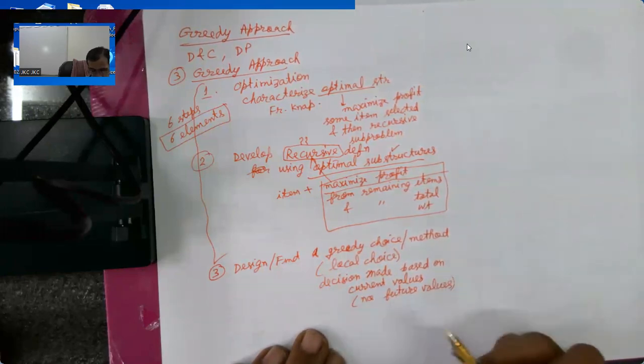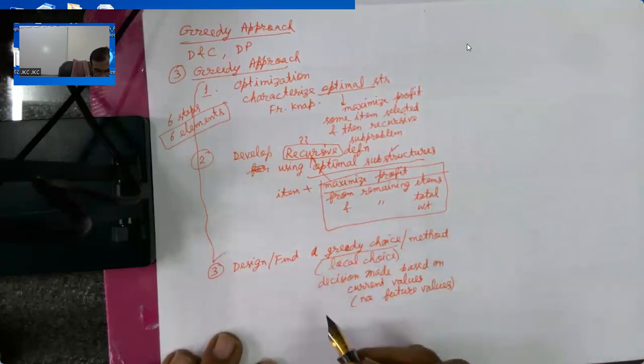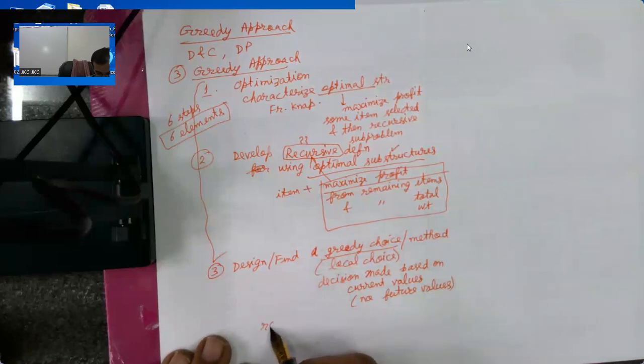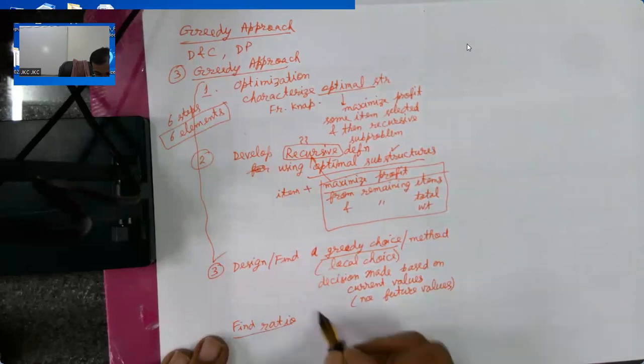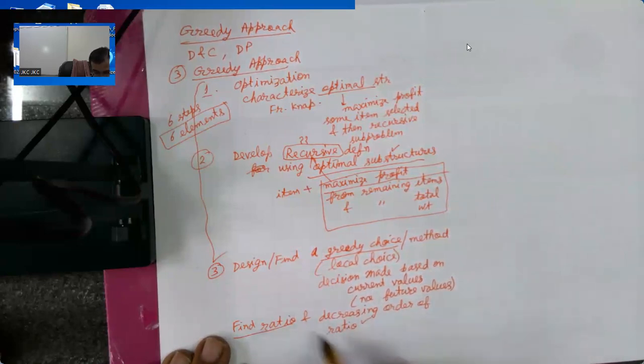So if you are able to do that, then you are probably going towards a greedy algo. For example, in this case, I said find a ratio. That was my greedy choice, and decreasing order of ratio becoming the greedy choice probably. Decreasing order of the ratio could be one intuitive way of solving the problem. For doing that, I have no dependency on any future decisions, and directly I could decide.